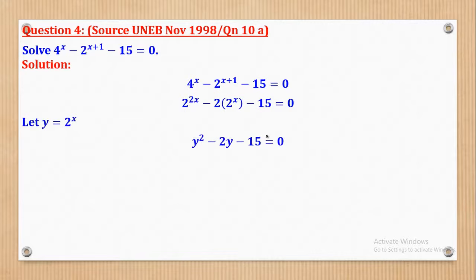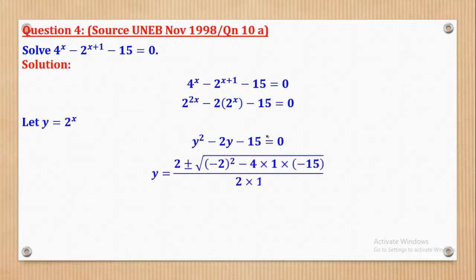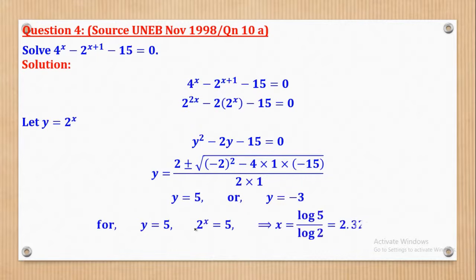Now that is a quadratic. You can either use bulldozer or factorization. Now when I use bulldozer, the values of y will be y equal to 5 and y equal to negative 3. So when y is equal to 5, it implies that 2 to the power x is equal to 5, implying that x is equal to log 5 over log 2, which gives you 2.3219.